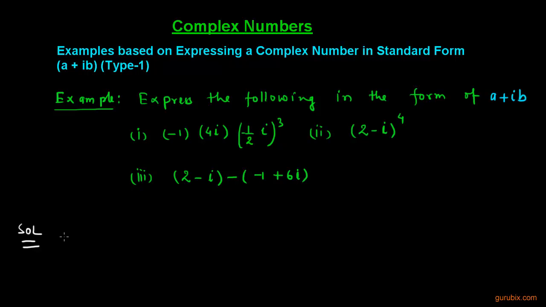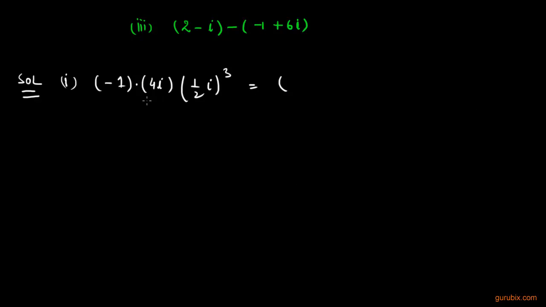So let us start with part 1. In part 1 we are given an expression minus 1 times 4 iota times 1 over 2 iota cube. If we multiply first two values, then it will be negative 4 iota, and if we solve this term of power, then it will be 1 over 8 iota cube.